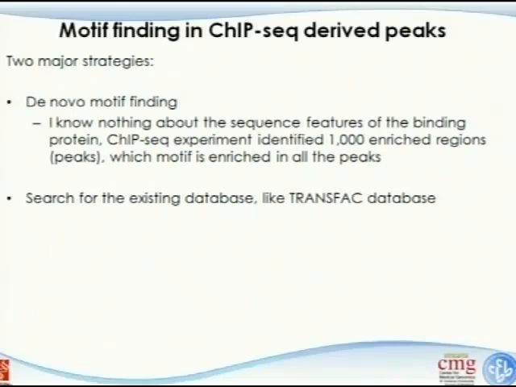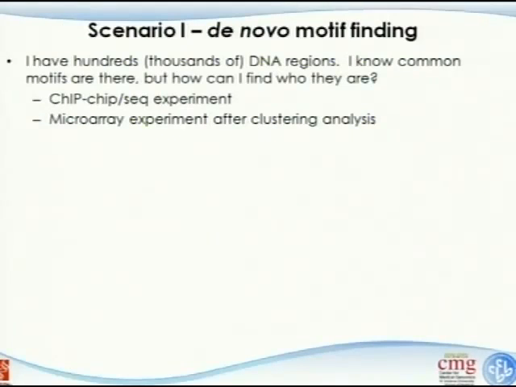The second one is to search an existing database, like the TRANSFAC database. We'll get into the second part in a lot more detail. Let me spend about two slides on the first one, de novo motif finding. This is not really practical or have too much application, but let me go through it and tell you why. So the question here is, I have hundreds, sometimes thousands of DNA regions identified by ChIP-seq, and I know some common motifs are there, but how can I find what they are?